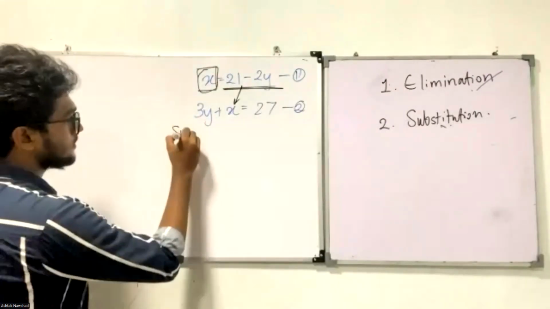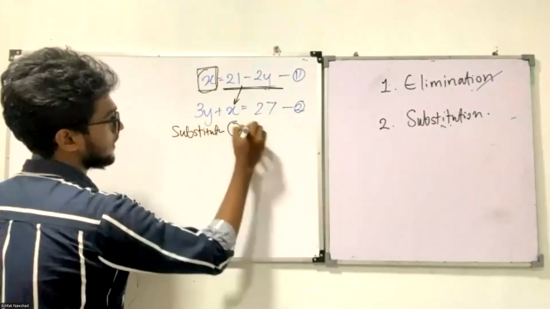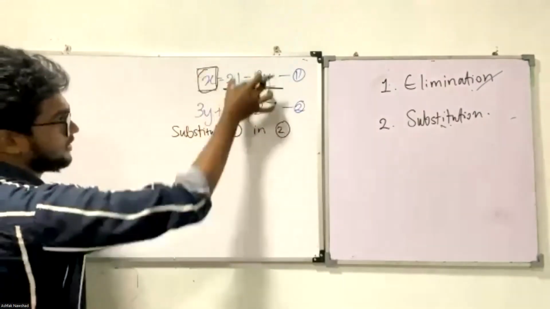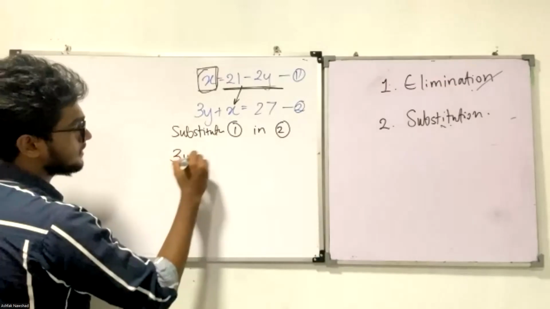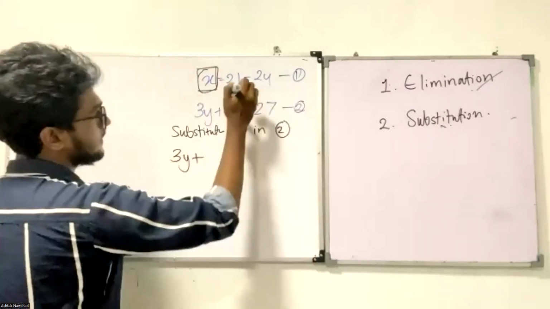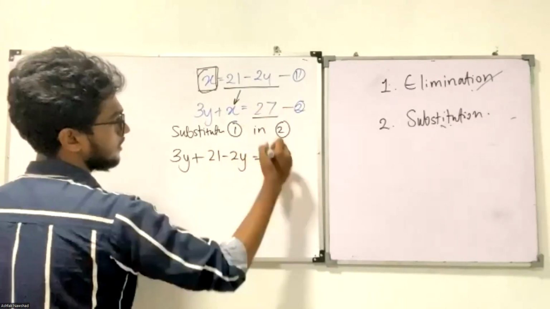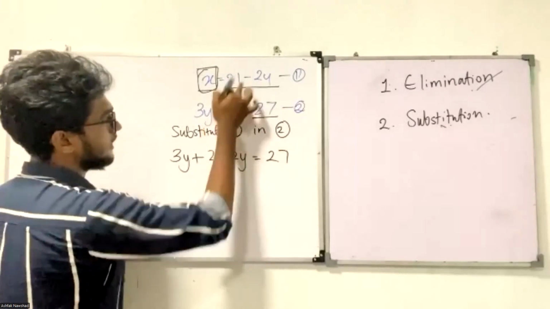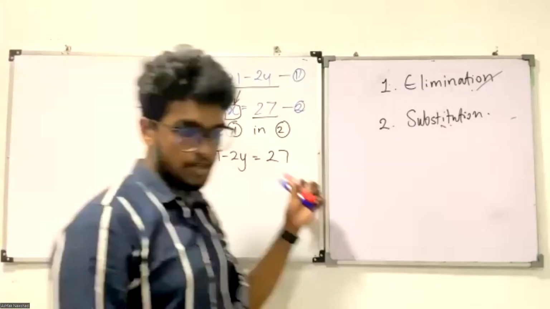I'm going to substitute the first equation into the second equation. This is the right side of the first equation. I'm going to substitute it directly. So what happens is 3y plus, now what is x? X is 21 minus 2y, that's equal to 27. What did I do? I just changed the value in terms of y. I replaced x with an expression in y. Now what kind of equation do we have?